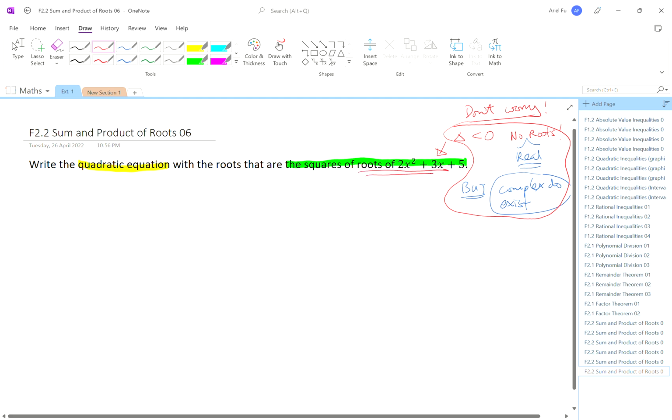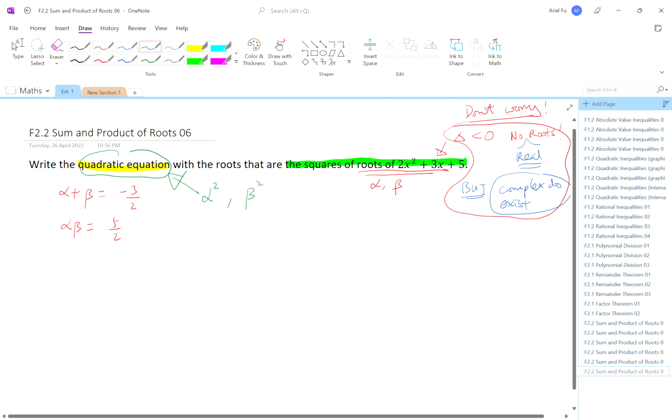First of all, I need to figure out what the roots of this are. I know that this is a quadratic, so we've got two roots, alpha and beta. I know that the sum of these two will be negative b over a, and the product is c over a. Now we're going to look for the quadratic equation where the roots are the squares of these, so alpha squared and beta squared.